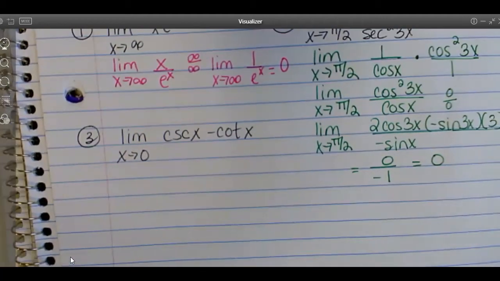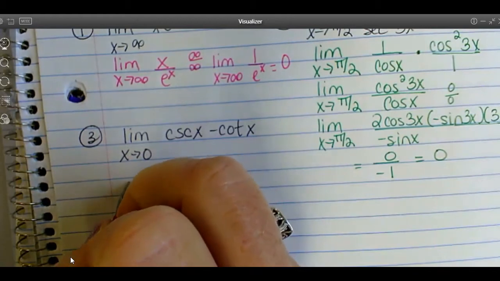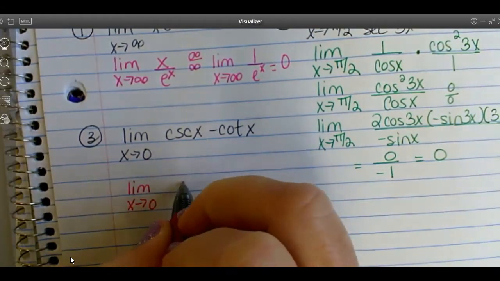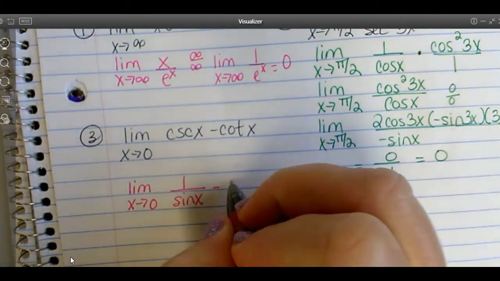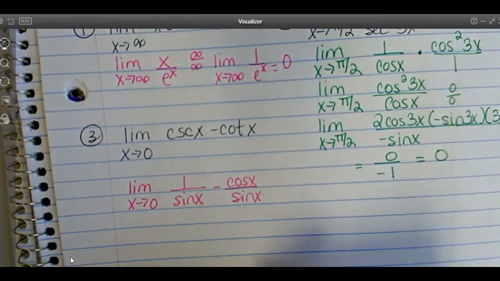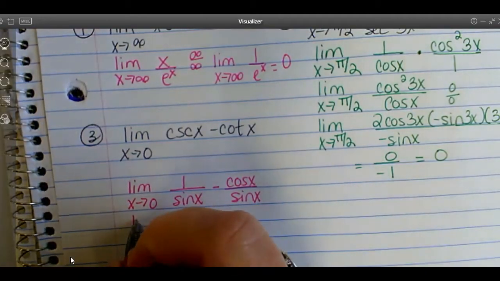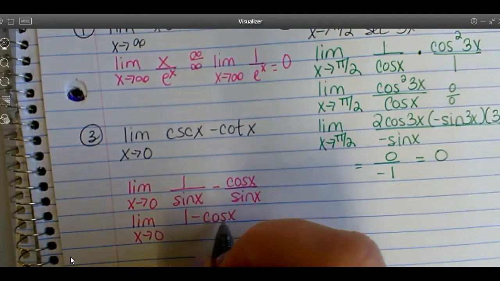Okay, here's another trig one where you just have to sort of change some things around to make it work. And like I said, we could do it with looking at these, but I think it's much easier if you'll change it. Cosecant is 1 over sine. Cotangent is cosine over sine. Now we have something that we can just get a common denominator for, which is already a common denominator. So really we're just going to make it look like one fraction.